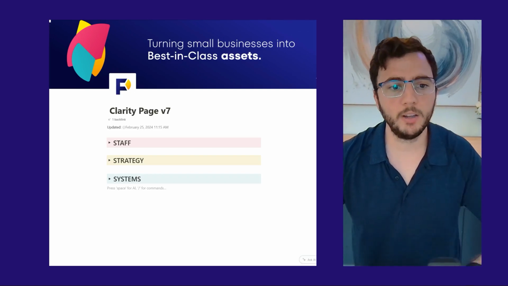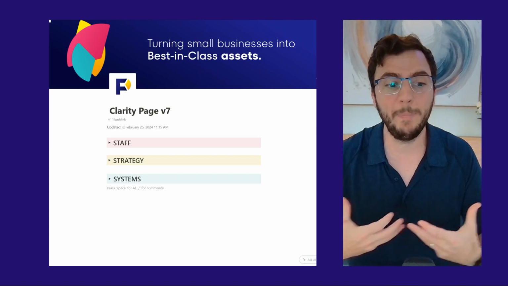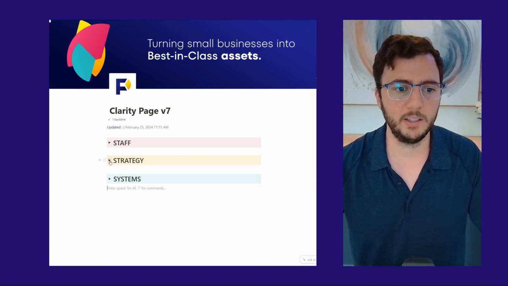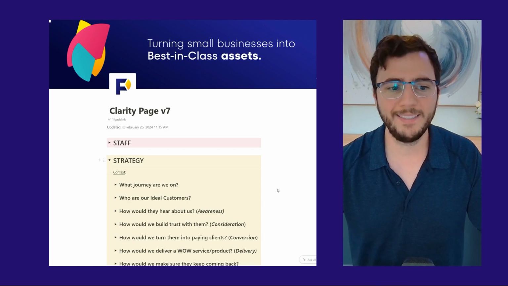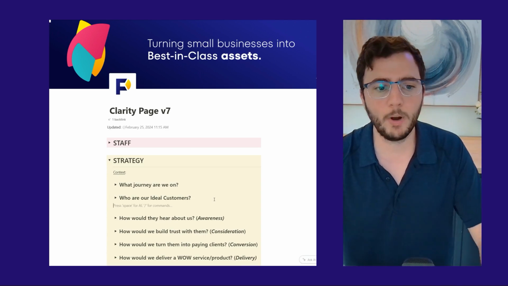So we covered the staff part. Let's touch on the strategy part. And the strategy part really has two parts because it's the meat of the activity. So if I open the strategy, you'll see two things here. One is context, and the second is the actual strategy. So I'll explain what I mean by this.